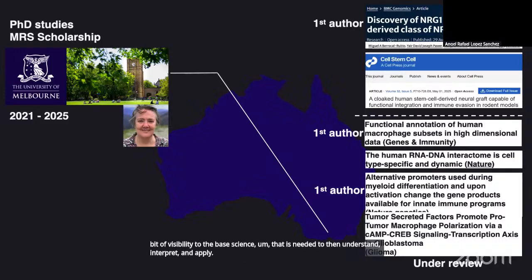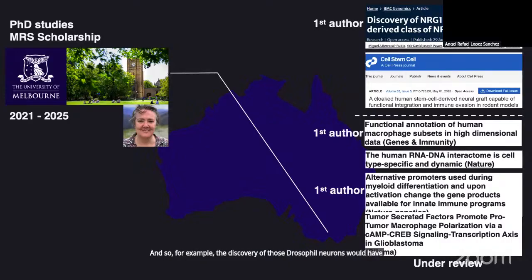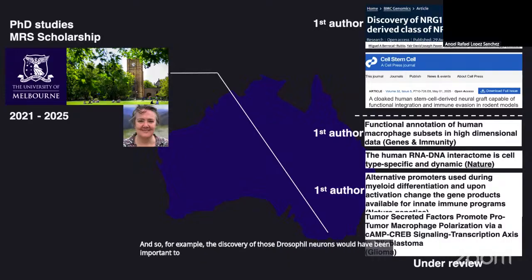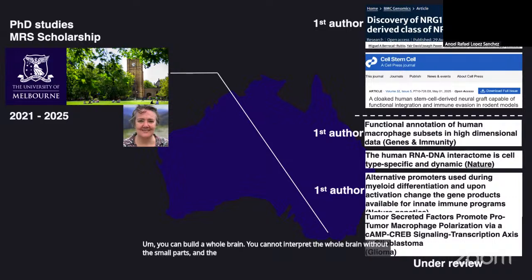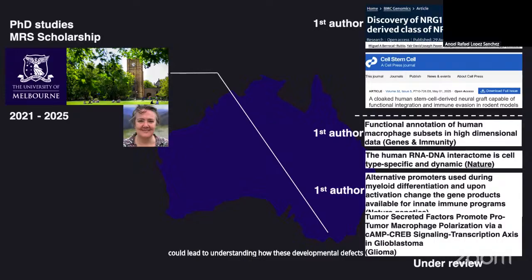For example, the discovery of those Drosophila neurons would have been important to the 3D models that were shown before by the keynote on how you can build a whole brain. You cannot interpret the whole brain without the small parts and the fundamental science that some of us do. And so discovering these new genes in immune cells and development could lead to understanding how these developmental defects happen, or defects in the immune system.